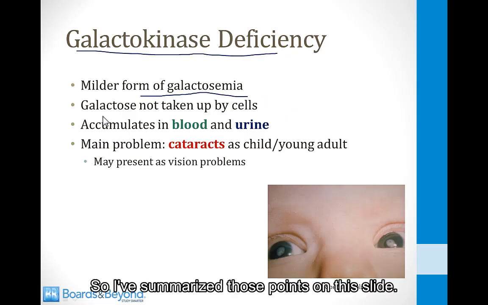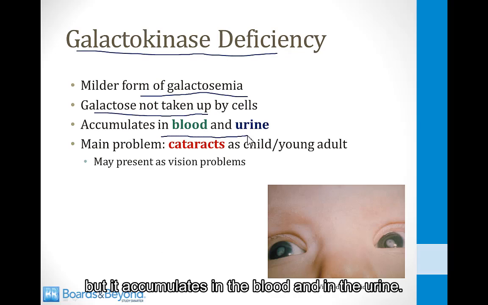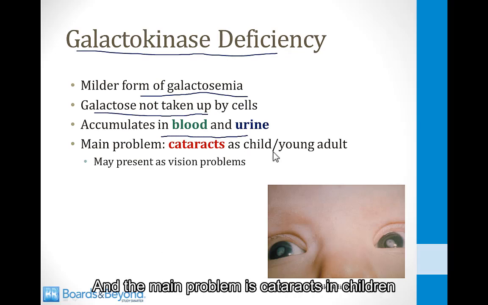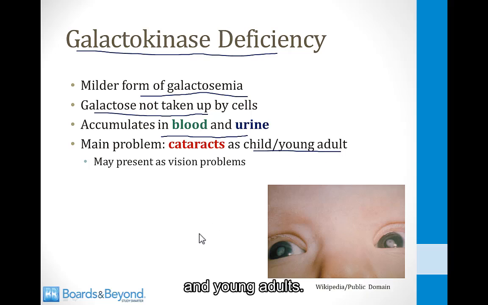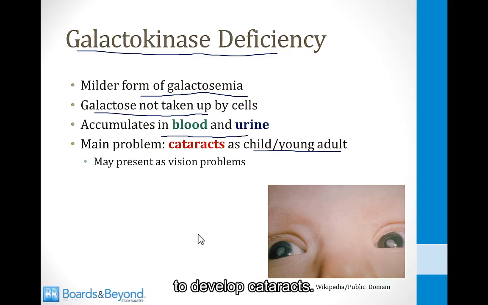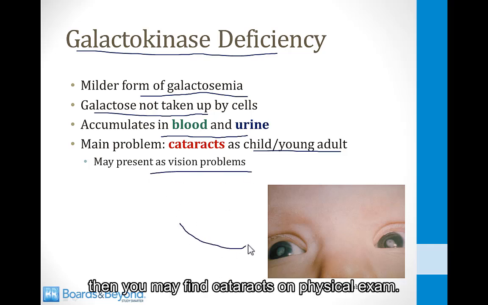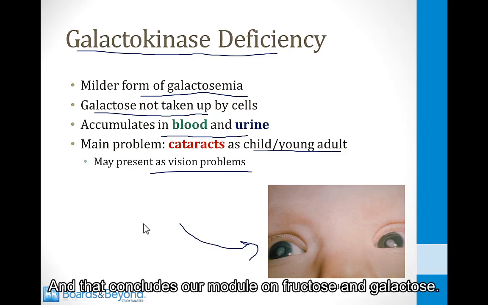So I've summarized those points on this slide. Galactose is not taken up by cells, but it accumulates in the blood and in the urine. And the main problem is cataracts in children and young adults. It's very unusual for children or young adults to develop cataracts, and the galactokinase deficiency is one of the reasons this can occur. And this may present, especially in a young child, as vision problems, and then you may find cataracts on physical exam. And that concludes our module on fructose and galactose.